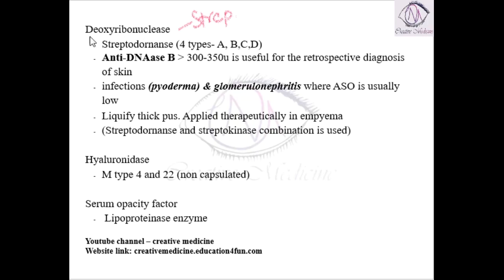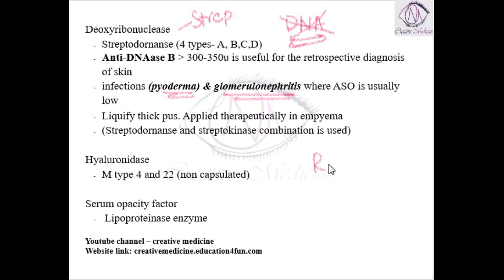Okay, one important thing in deoxyribonuclease is that nucleic acid is present in DNA, so it will lyse the DNA. Whenever the anti-DNase B is more than 300 to 350 international units, then you can think that there is either pyoderma or glomerulonephritis, which can be diagnosed with the help of this anti-DNase B.